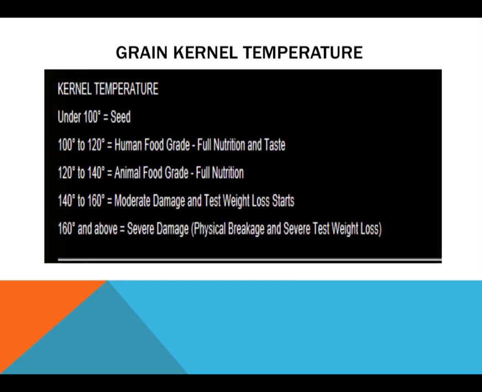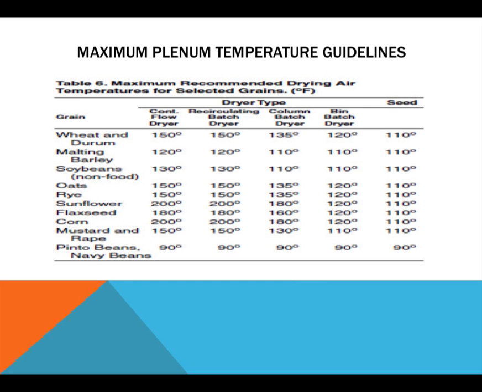I put this here, the grain kernel temperature chart. I won't spend a lot of time on it. This is kernel temperature now, not plenum temperature, which we'll talk about in a second. The actual kernel itself. So low temperature for seed, which would make sense. Human food grade is in that 100 to 120. And you can see 120 to 140 is animal food grade, full nutrition. Once you get over those temperatures, you start to degrade the value of that kernel. And you get up to temperatures of 160 and above: severe damage, physical breakage, test weight loss, and eventually discoloration, and so forth.